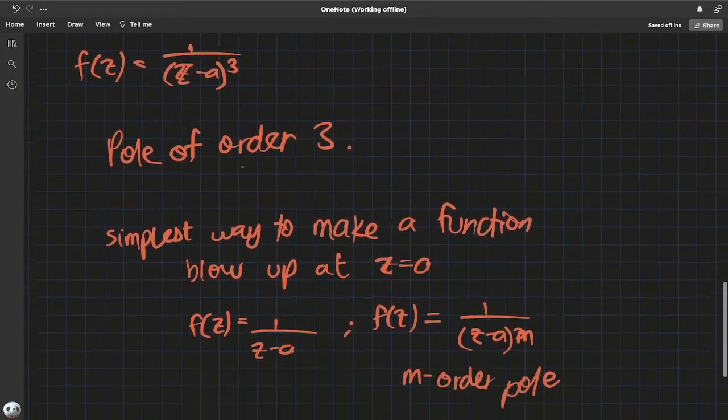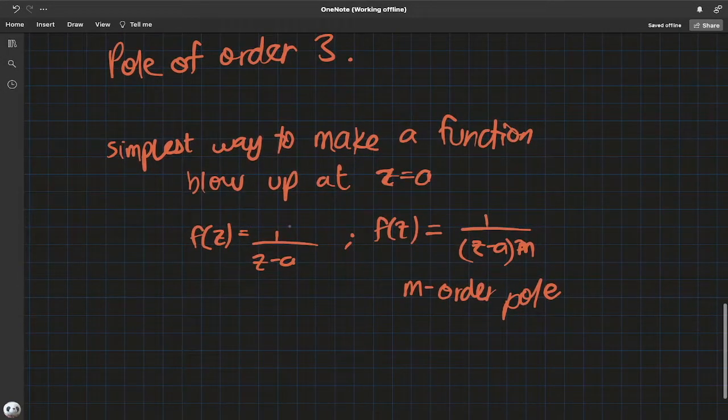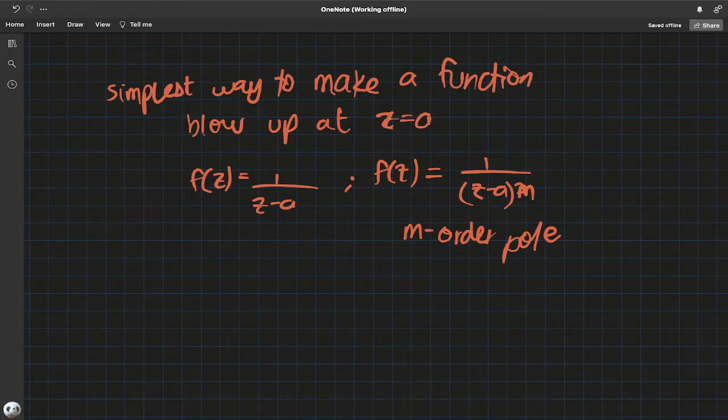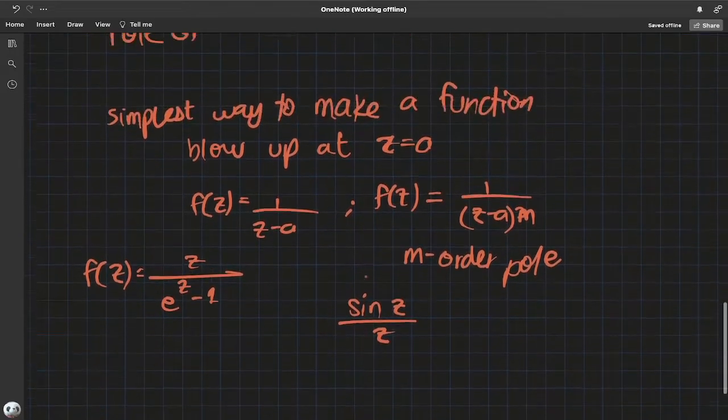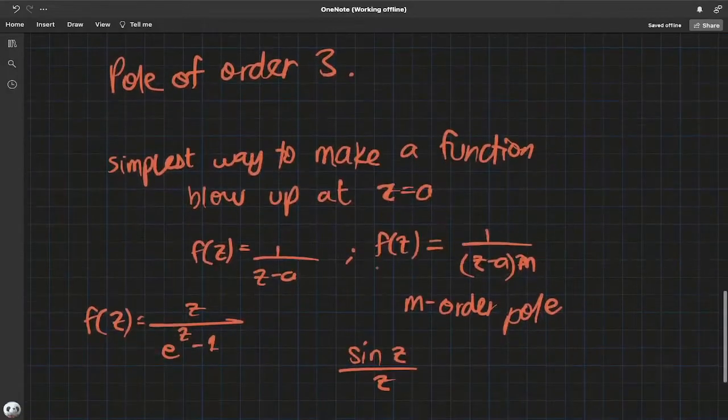In this previous case we had m is equal to 3. So these are simple ways of doing it. There are other complicated ways of doing it, taking weird functions like exponentials minus 1 in the denominator and stuff like that. But again, this may or may not be a pole, or even stuff like sine z over z is not really a simple pole, and I'll cover this briefly in a few minutes.